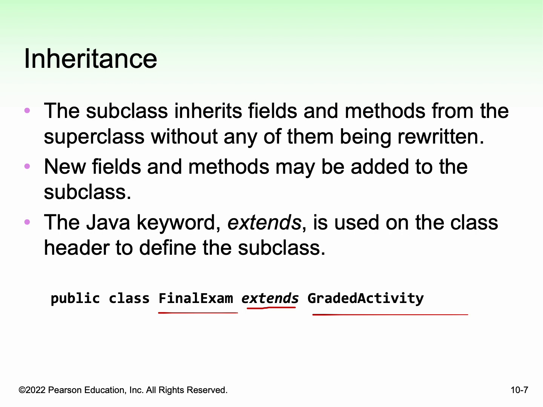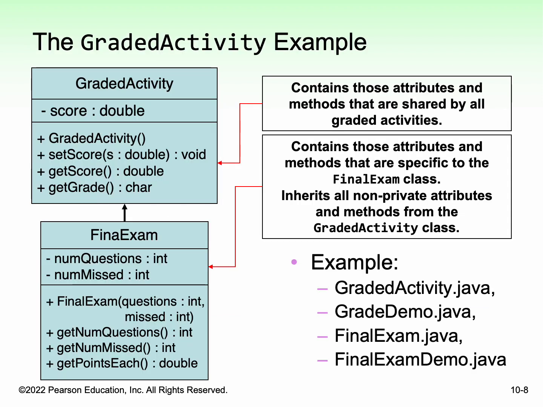And this is the format for how you will do this. You would put public class, the same definition as you always do when you're writing your class. Public class, the name of your class, then the keyword extends, and then whatever class you want to extend or inherit. Now let's look at this UML diagram of two classes.